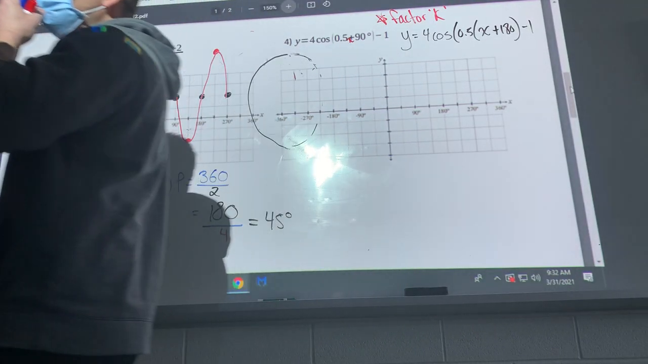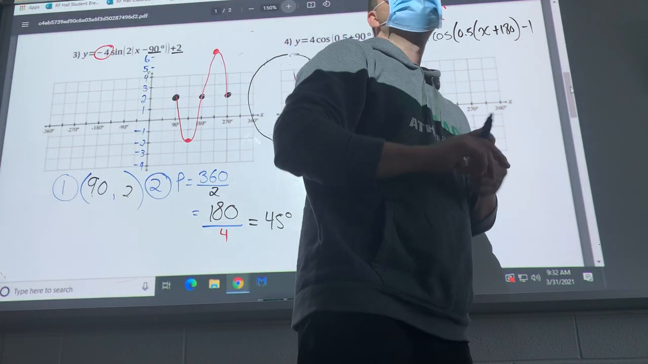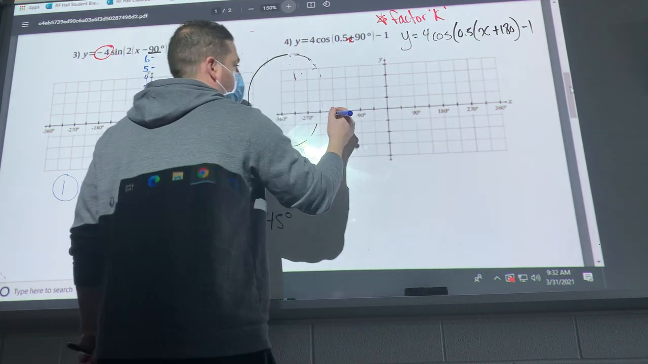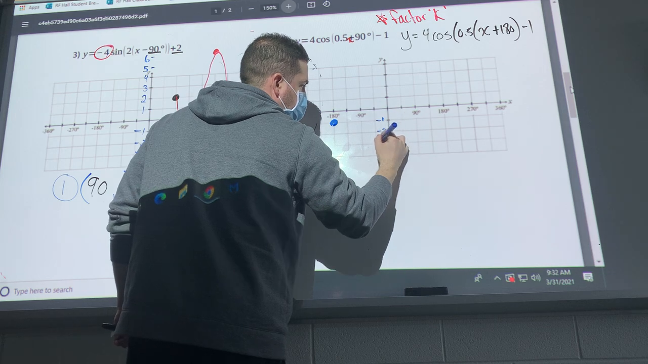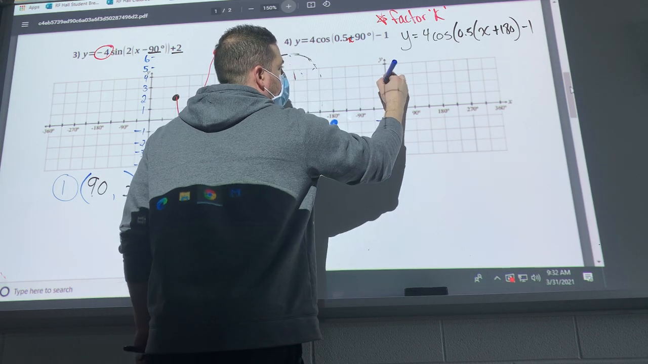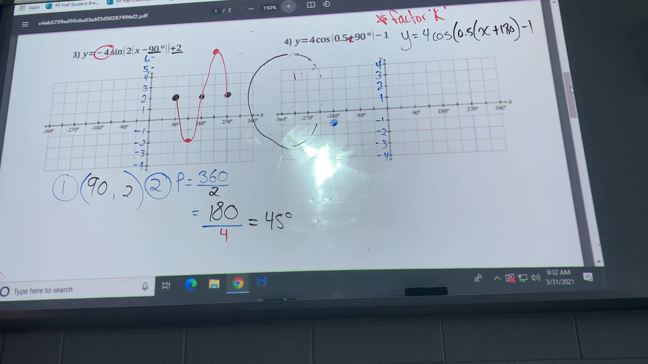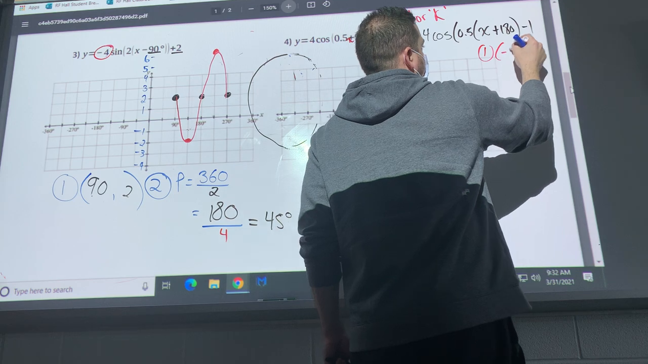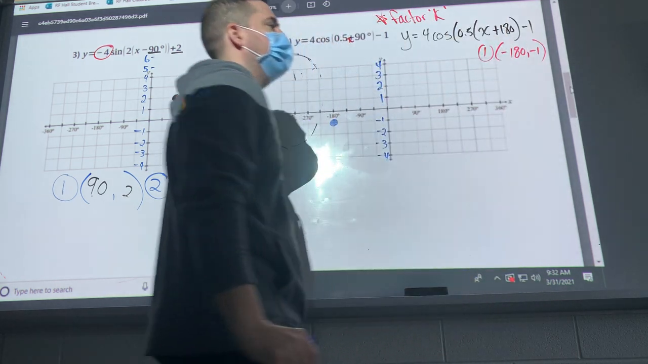What's my first point? Negative 180 and negative 1. So step one: negative 180 and negative 1. Make sure it's always the opposite sign for your D value.